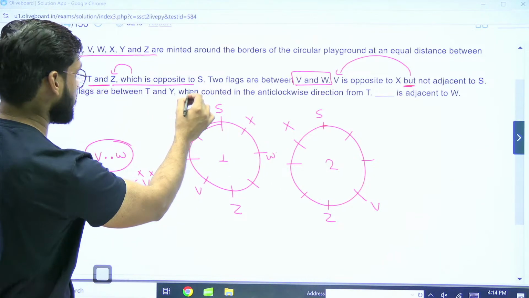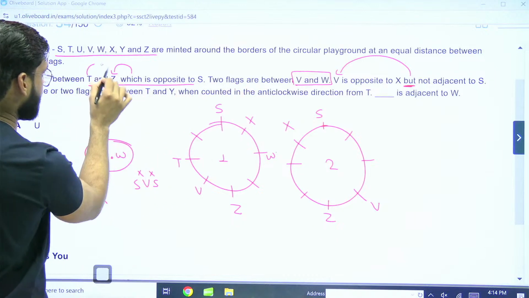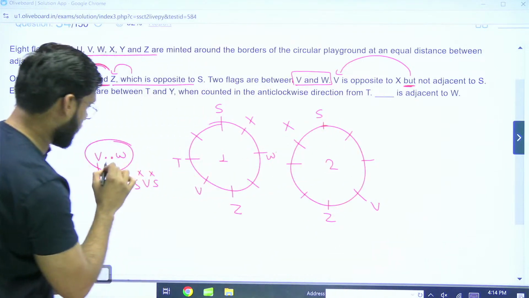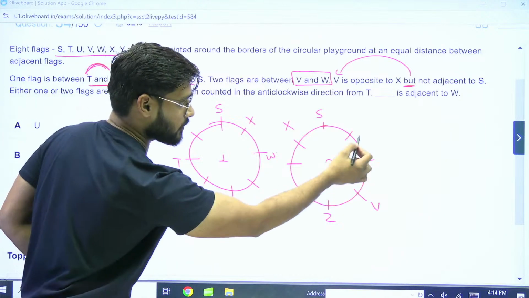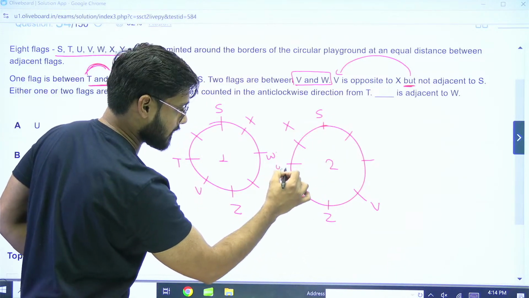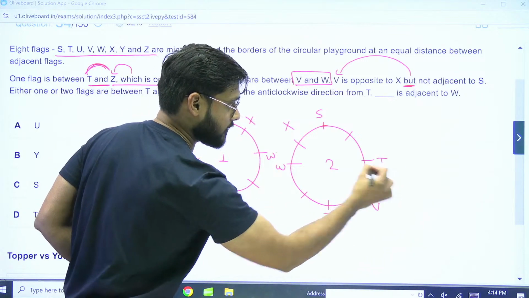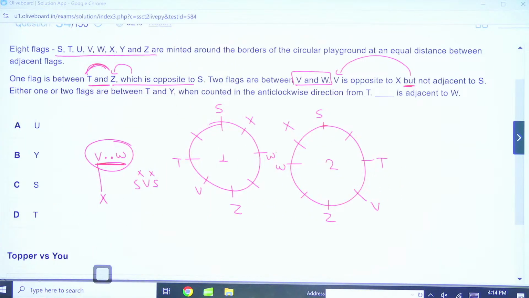Because it was given Z and T, this line Z and T. Similarly, 1 and 2, W will not come there because we have to fix this line V and W. 1 and 2, W will come here, and 1 was sitting between Z and T. So Z is here, so T will come over here like this. Okay. Now let's move on to the next one.